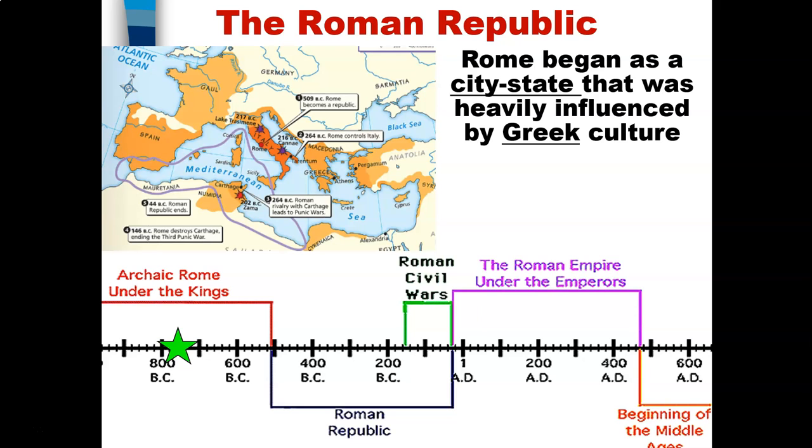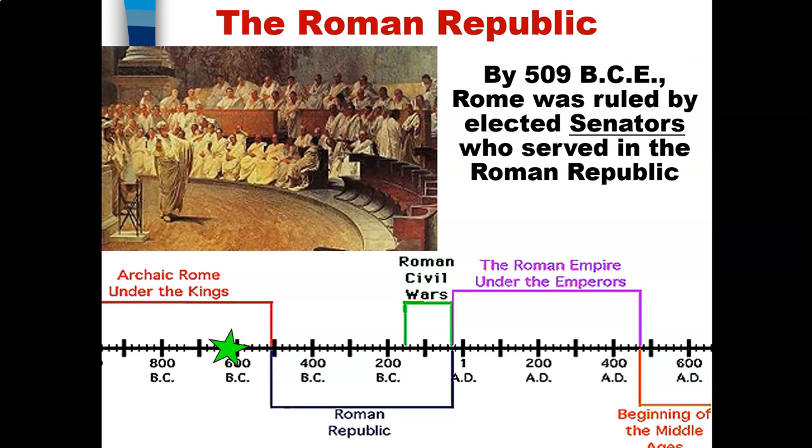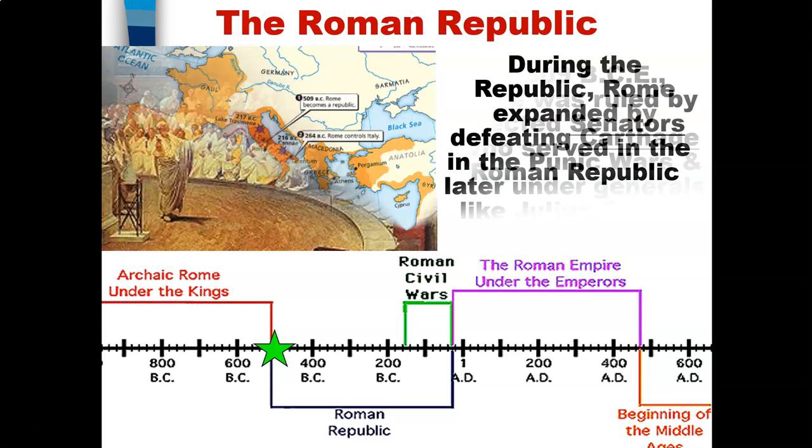Rome began as a city-state that was heavily influenced by the Greeks. And if you see to the left-hand side, you see a green star. That is basically the timeline, or the time that we're referring to in this case. By the year 509 BCE, Rome was ruled by elected senators who served in the Roman Republic. Again, please take a look at the timeline so you can see when this is taking place.